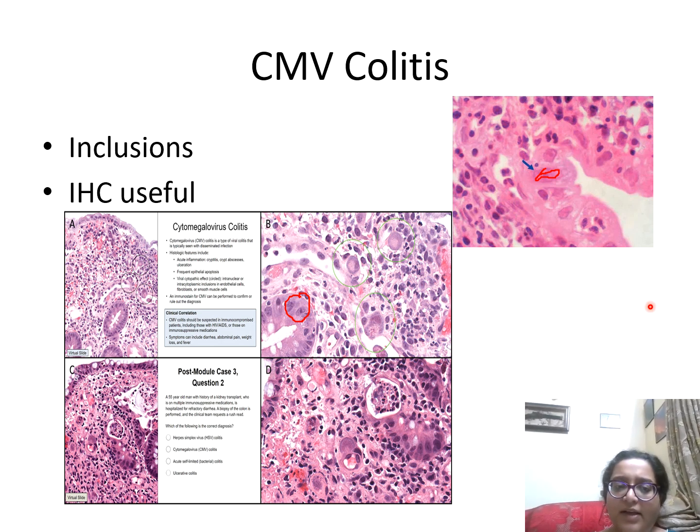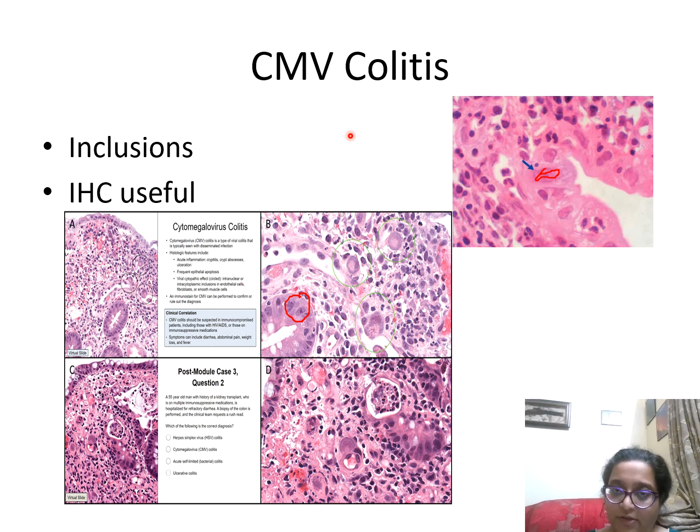CMV IHC, yes, can be helpful. You can also do PCR for CMV serologically. So these are the ways that you can diagnose, but you do not need an IHC. If there's an inclusion, you can very well see the inclusion. GVHD and post-transplant cases are another differential to CMV colitis. They present like IBD.